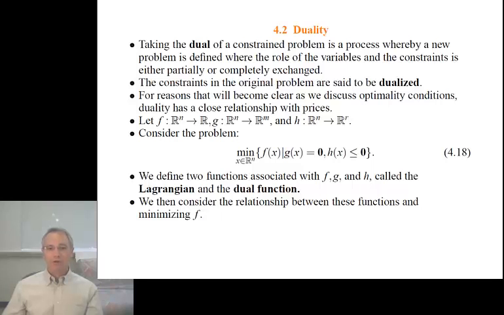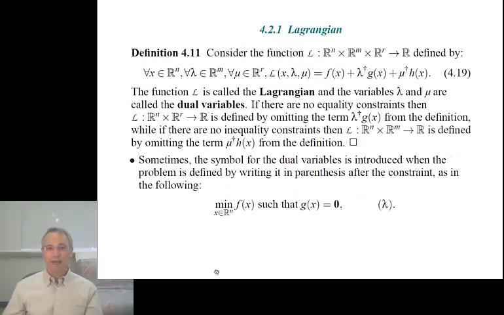We define two functions associated with f and g. They're called the Lagrangian and the dual function. And after we've defined them, then we'll consider the relationship between those functions and minimizing f. So first, the Lagrangian. The Lagrangian is going to be a function of three vector arguments. The first is going to be x, my original decision vector, but my second two arguments, lambda and mu, are going to be vectors that have the same length as the number of equality constraints and inequality constraints respectively.